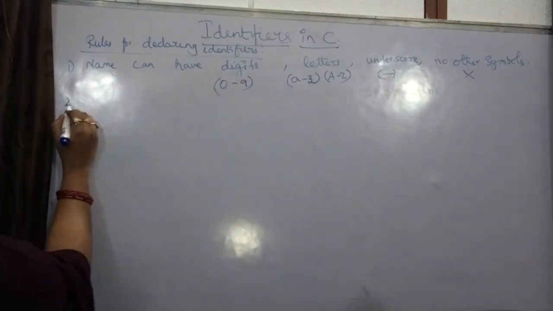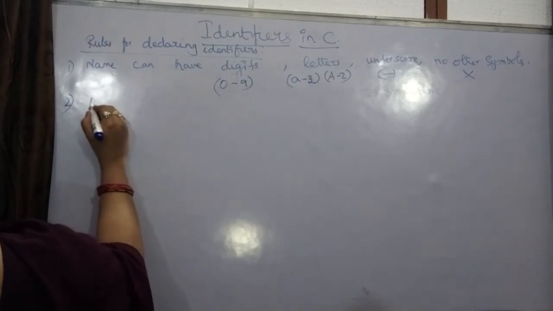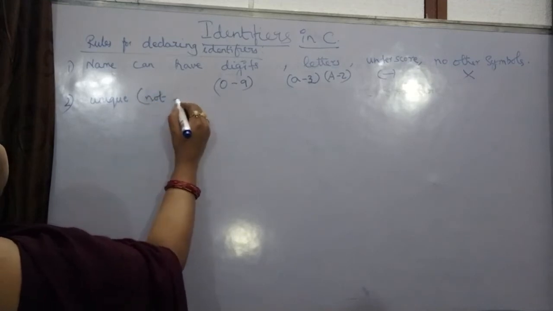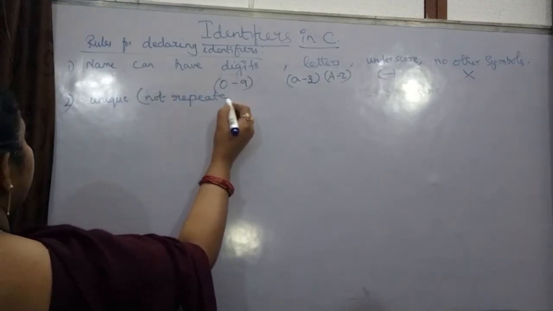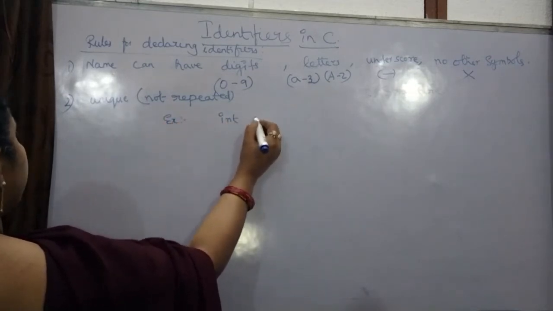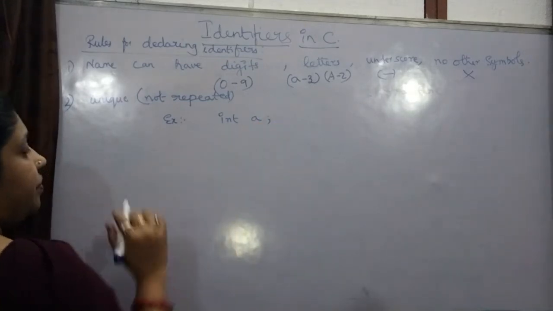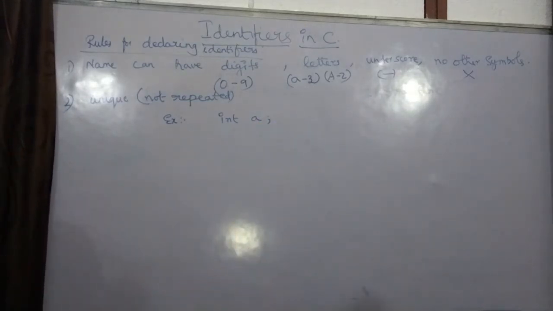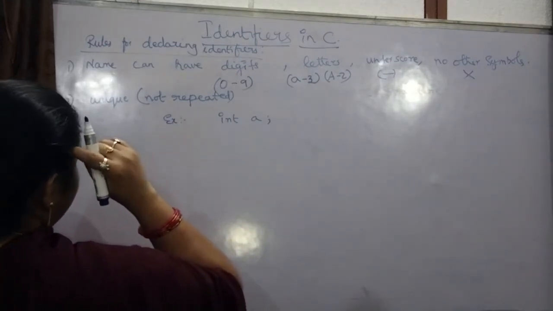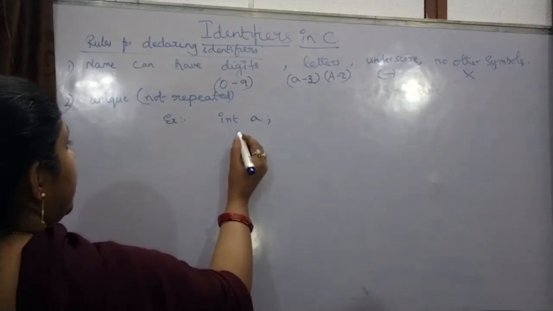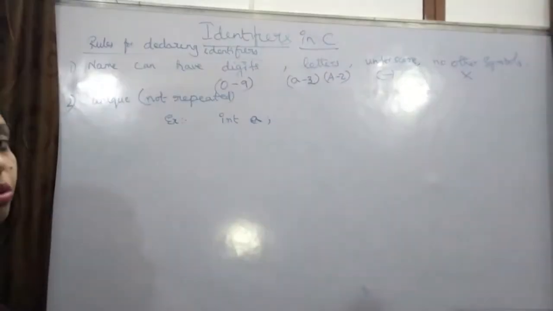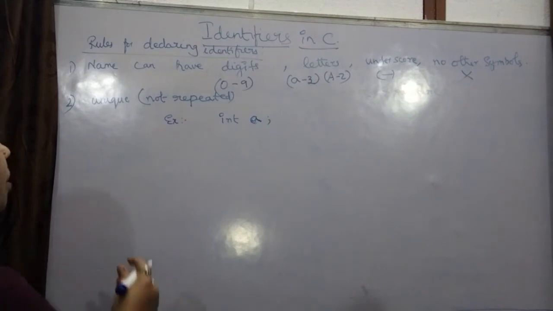now the second point is the names you are declaring should be unique. How? That means it should not be repeated in the program. I'll explain in the form of an example. Now, I have declared int A. After declaring A, if I use this A again for any other thing, whatever value is there in this, that value is only used by the program. That means you should not repeat this A.